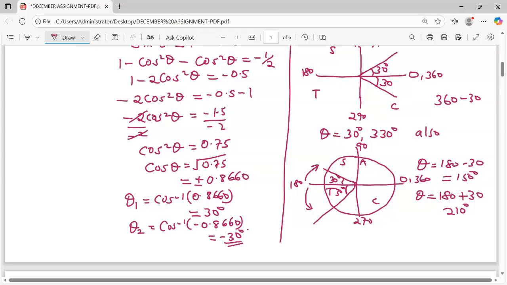In this case, the values of theta that are going to satisfy the given conditions will be 30 degrees and 330 degrees, or we can as well use 150 degrees and 210 degrees as the answer to this particular question.